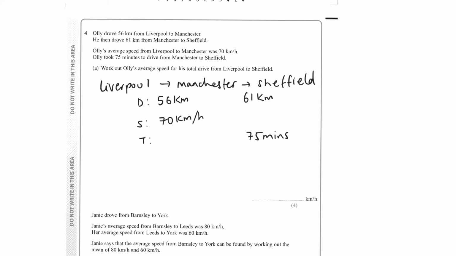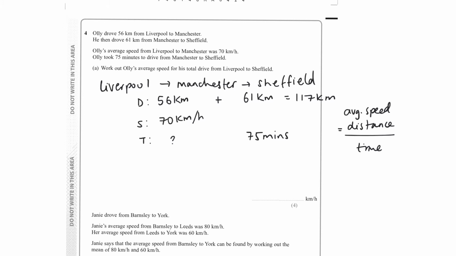In order to work that out, we have the total distance. If we add 56 and 61, you would end up with a total distance of 117 kilometers. But in terms of the total time, that's what you need to work out, because to work out his average speed, speed is equal to distance divided by time. So we need to work out his total distance and divide that by his total time. But we only know the time from Manchester to Sheffield. We don't know the time from Liverpool to Manchester, so we can work that out.